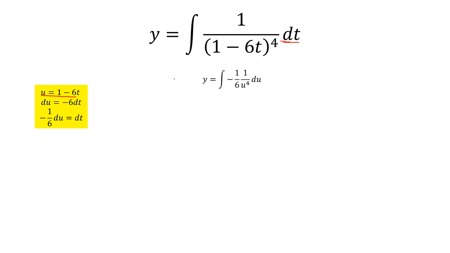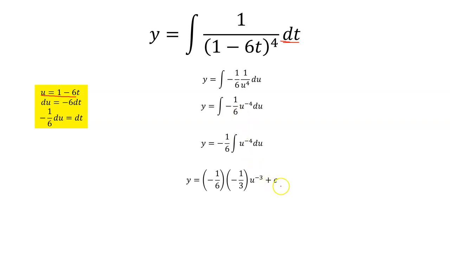The negative 1/6 comes outside the integral. You can also change this from 1 over u to the 4th to u raised to the negative 4. Now you apply the power rule. So add 1 to the exponent, divide by the new exponent, in which case it's going to go from negative 4 to negative 3, divide by negative 3. And then add your constant of integration.